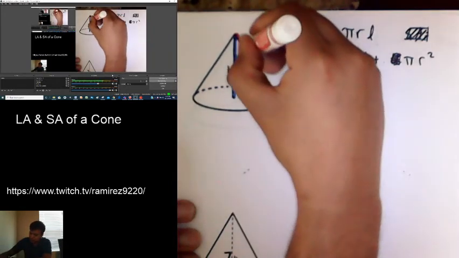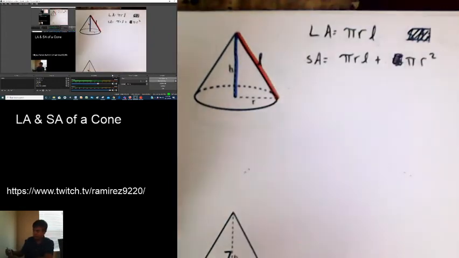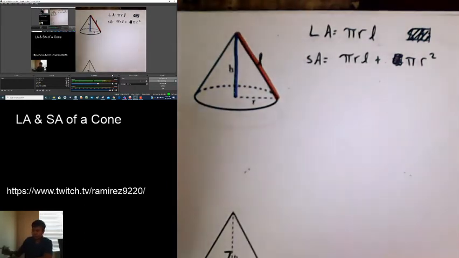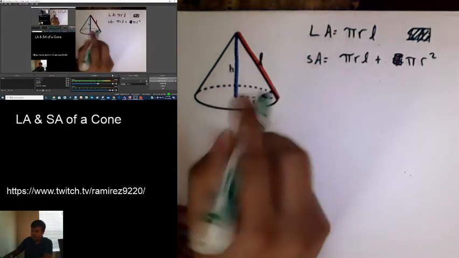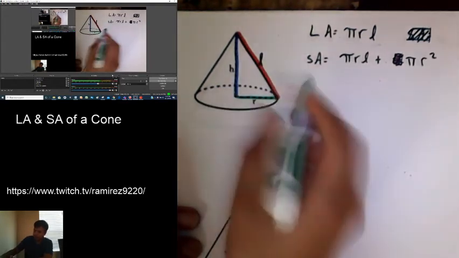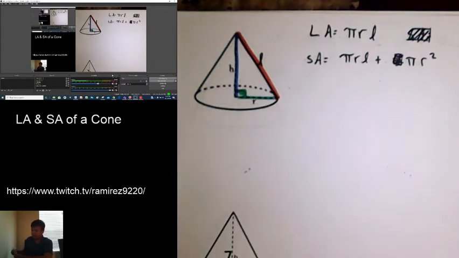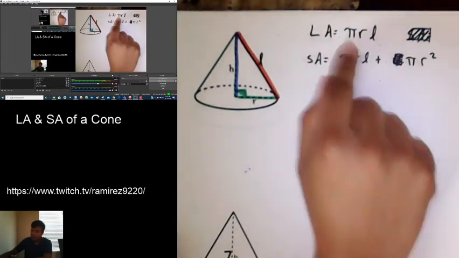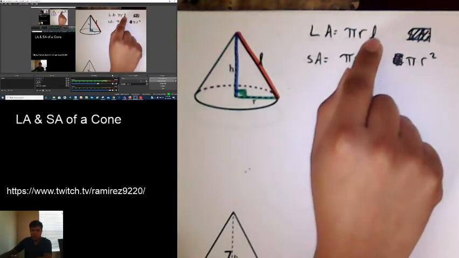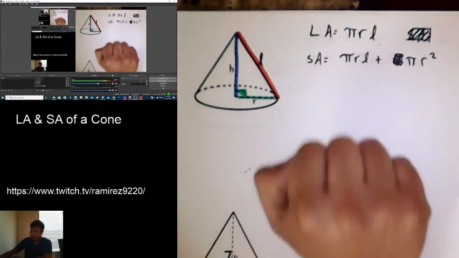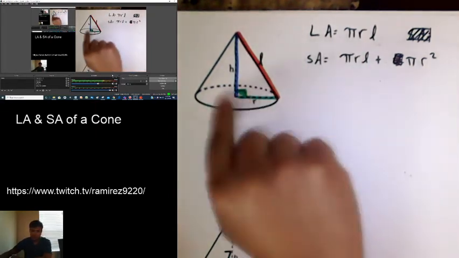And we have what we call our slant height. There's a relationship between the height, the slant height, and this piece right here, and it is that there's a 90-degree angle. And so basically you could do the Pythagorean theorem. Our lateral area formula is going to be pi r times slant height. For total surface area, it's going to be that plus the area of the circle on the bottom.